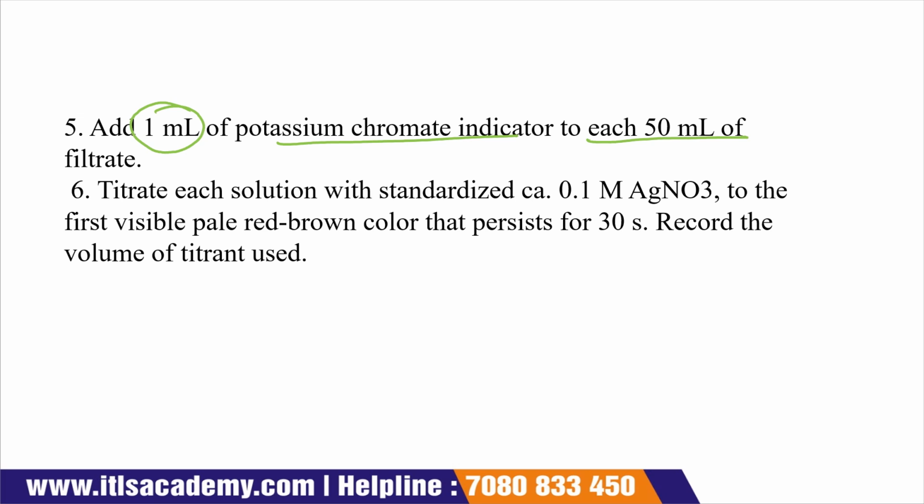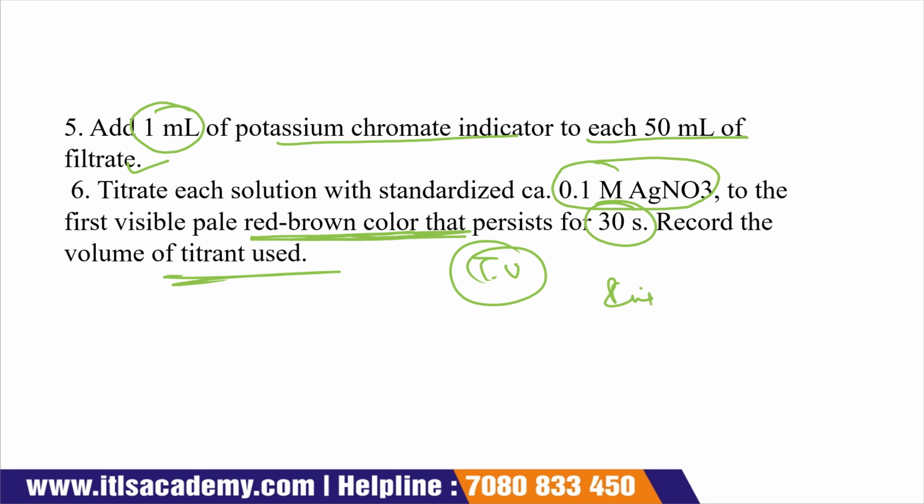Then after that, we filter it and titrate it against the standardized 0.1 normal AgNO3, and the end point will be a red brown color. This red brown color should persist for at least 30 seconds. Then we record the volume of titrant used, that is, the initial value minus the final value. So this is how we titrate the cottage cheese.